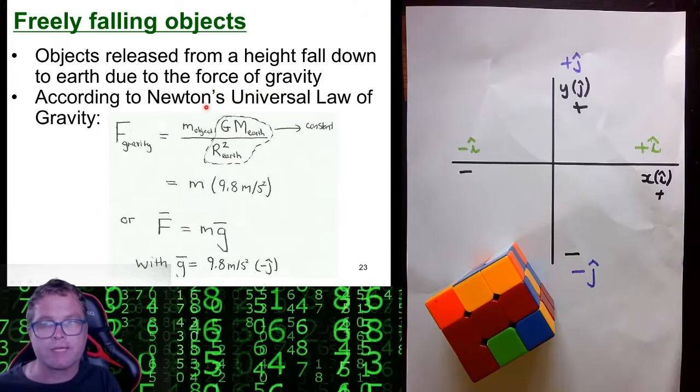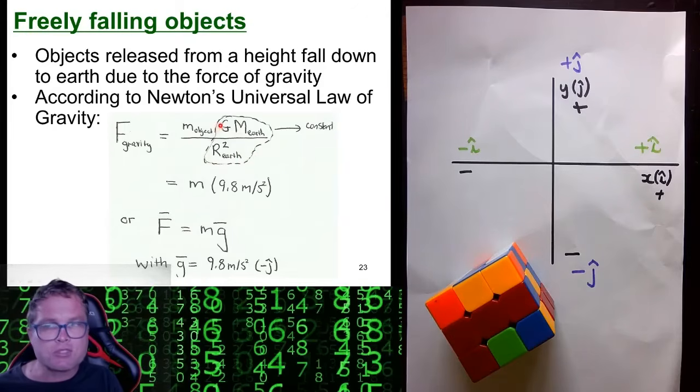We're aware of that. This is governed by Newton's universal law of gravity. This can be written mathematically: the force of gravity is given as the product of the mass of the object multiplied by big G, a constant, multiplied by the mass of the earth divided by the radius of the earth squared.